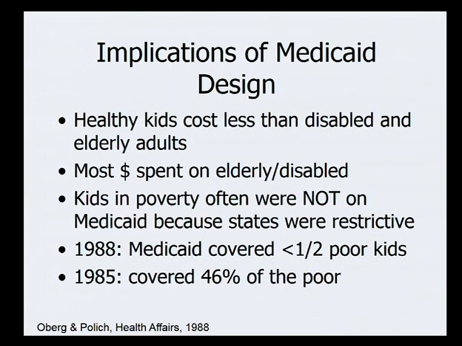Some implications of how Medicaid is set up help us understand where the money is spent. Healthy kids don't cost a lot. So they're a big part of the program, but they don't cost very much. Most money goes to the elderly and disabled.